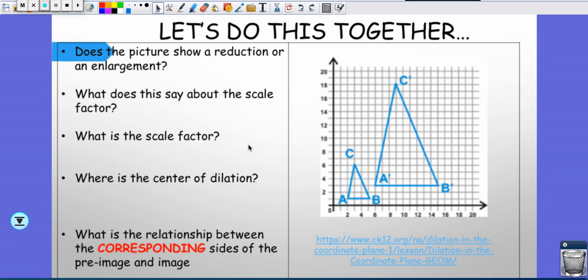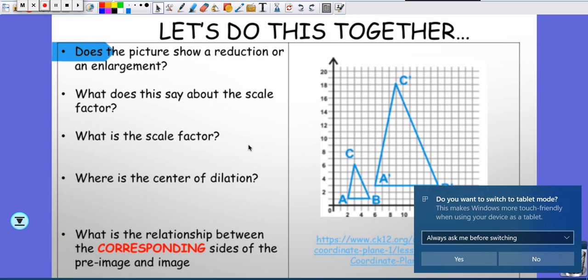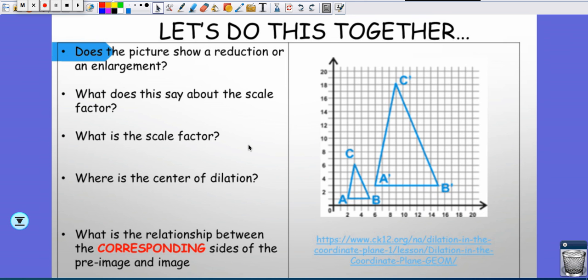Alright guys, so we talked about in class what dilations were and how to figure out the scale factor. So now we're going to dig some more into this, how to actually perform the dilation. We were given the scale factor, so now we're going to be given two pictures and we need to figure out what the scale factor is, and we need to determine whether the picture was an enlargement or a reduction. So we're going to go through these and then you're going to practice on your own.